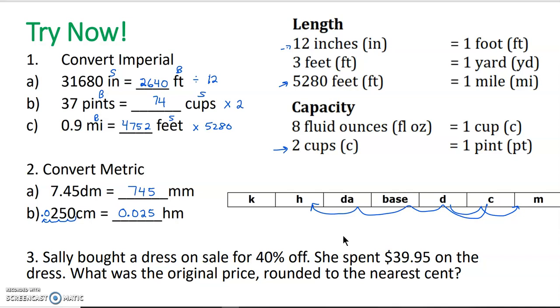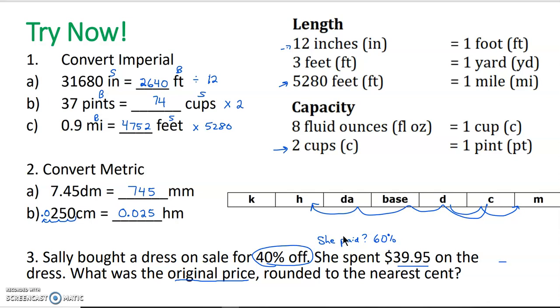For number 3, Sally bought a dress that was on sale for 40% off. She spent $39.95 on the dress. What was the original price rounded to the nearest cent? So what I'm going to say here is, okay, she got 40% off, so what did she pay for the percentage? So she paid 60% of the original price if she got 40% off.